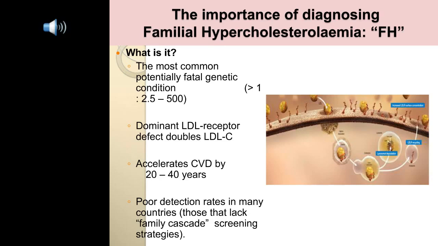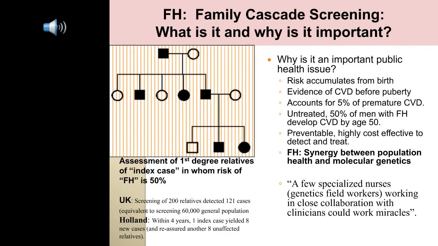And unfortunately, it's poorly diagnosed, particularly in countries that lack a public health campaign based on what's known as family cascade screening. So first of all, just to look at what family cascade screening is, this is actually the assessment of first-degree relatives of an affected case. And here you can see tracing down a family tree that with a dominant condition like this, we end up with about 50% of relatives being affected.